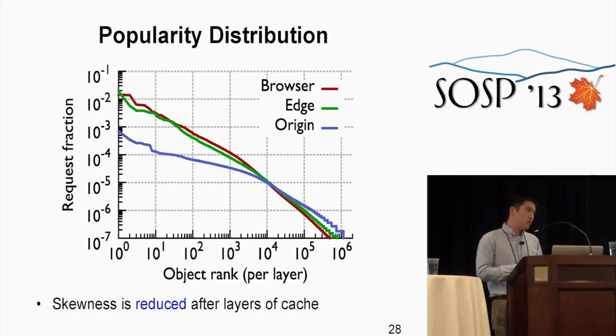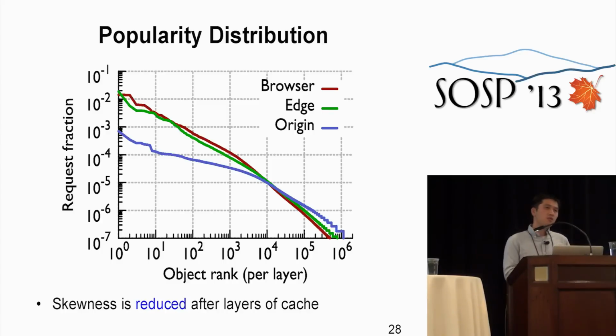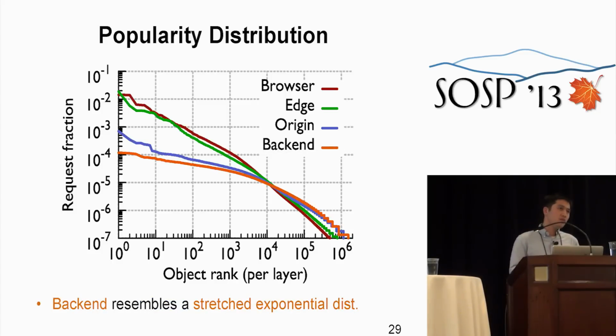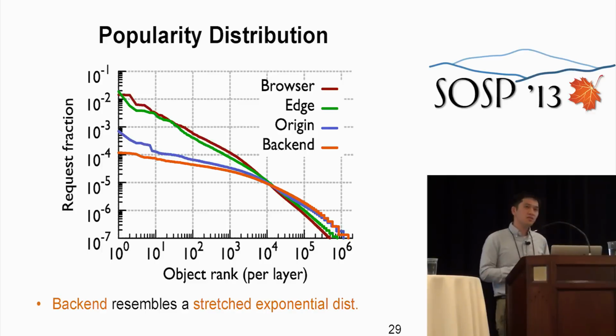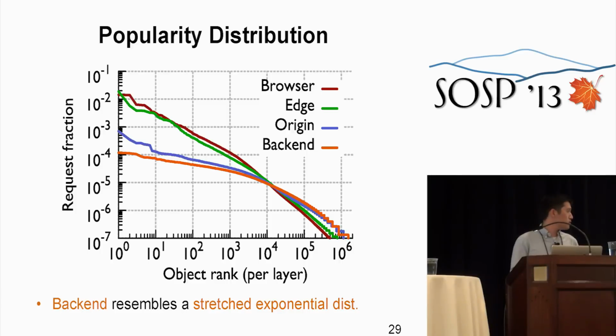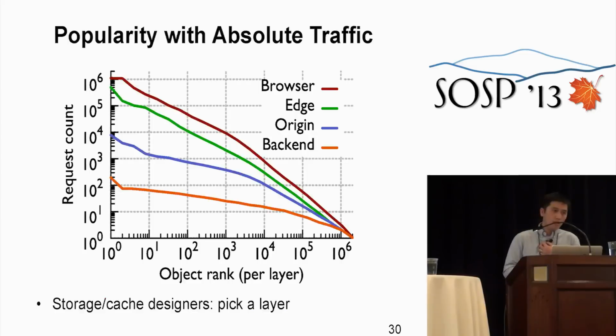When we look at origin, the shape changes a lot. The skewness is reduced after both browser and edge cache, and the shape even starts to deviate from a power law distribution. More interesting, when we look at the backend, you see it even starts to resemble a different distribution we call stretched exponential. In easier words, it has a very fat head and a thin tail. When you're designing a storage system for this kind of workload, you should focus less on caching as much as caching tiers. We also replot the curve by replacing the y-axis with the absolute traffic amount. And here is how the curves look.